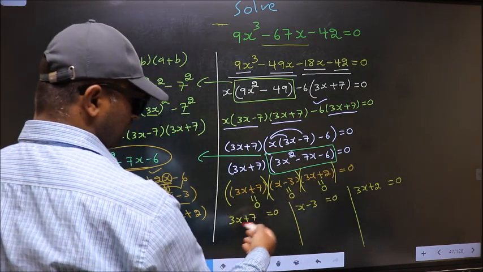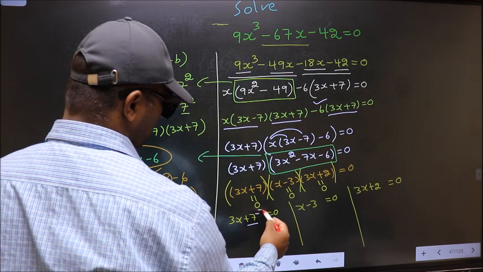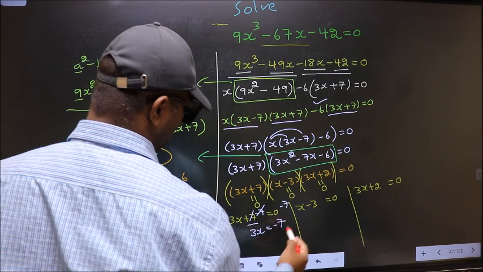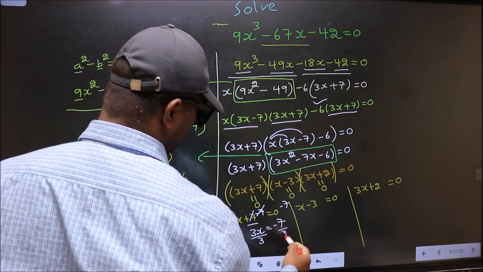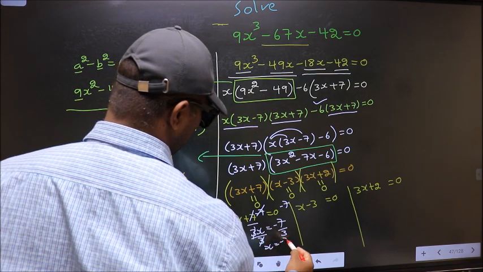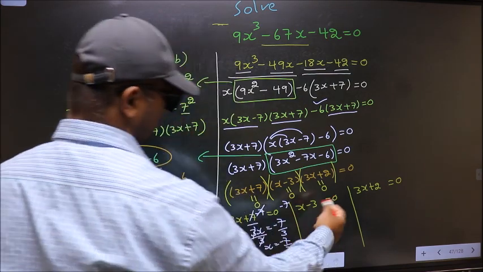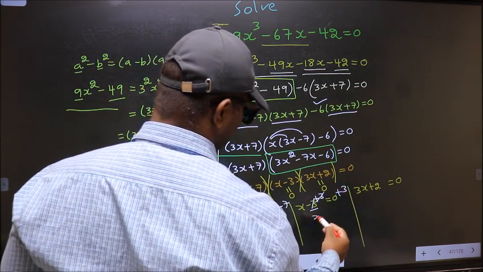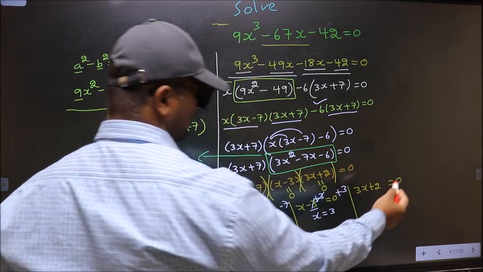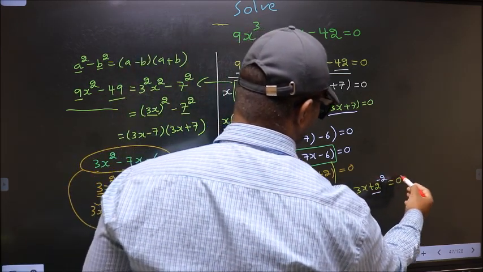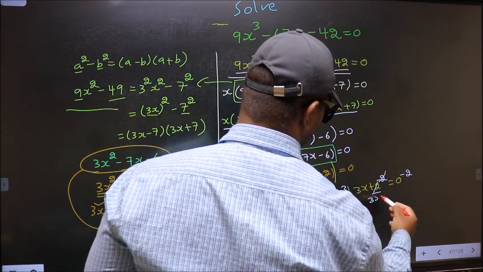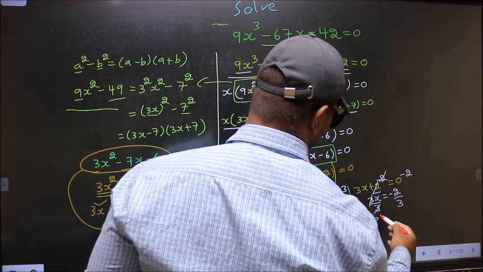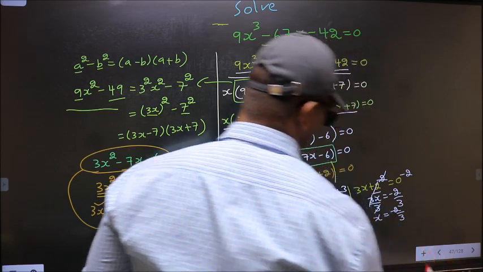Now to get x value from here, I should remove plus 7, so subtract 7. So we get 3x equal to minus 7. Now we should remove 3, so divide by 3. We get x equal to minus 7 by 3. Now here, I should remove minus 3, so add 3. We get x equal to 3. Now here, I should remove plus 2, so subtract 2. We get 3x equal to minus 2. Now I should remove 3, so divide by 3. We get x equal to minus 2 by 3.